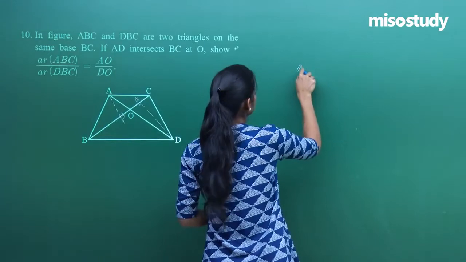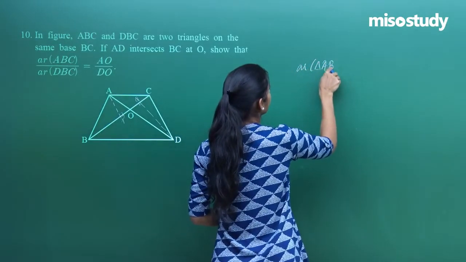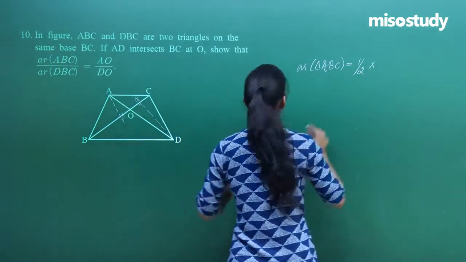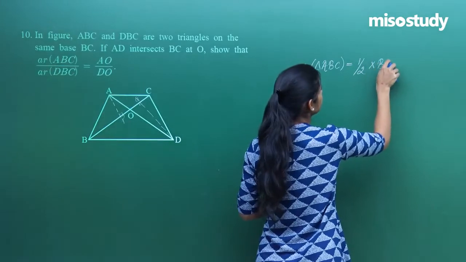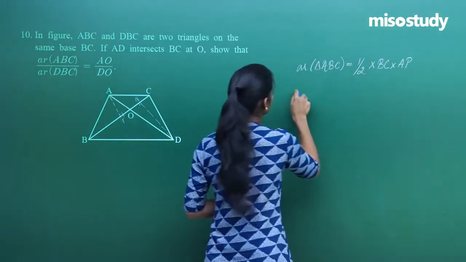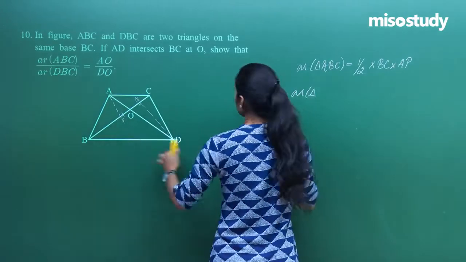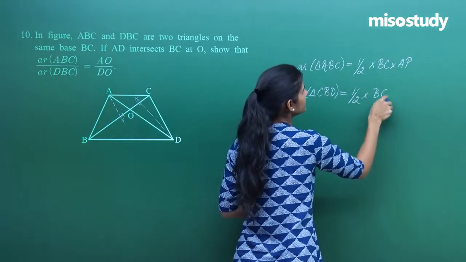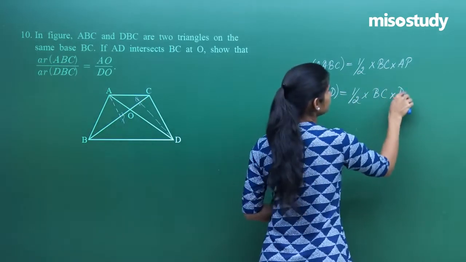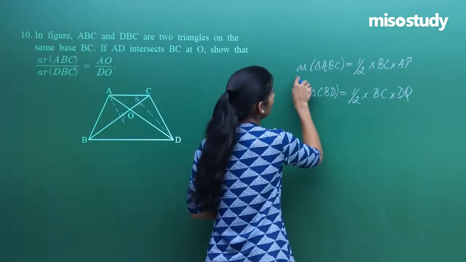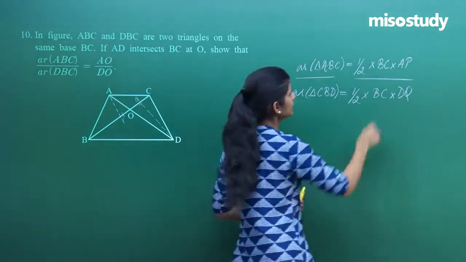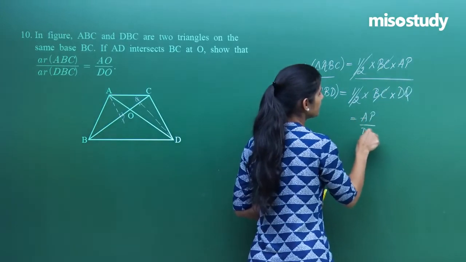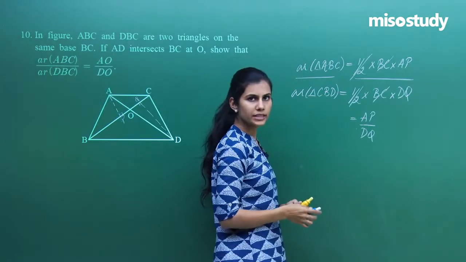Area of triangle ABC is equal to half into base into height. Base is BC, height is AP. What is area of triangle CBD? Again half into base into height. So it is half into again BC into DQ. What will be the ratio therefore? Half half cancels out, BC cancels out, this is equal to AP upon DQ, right?